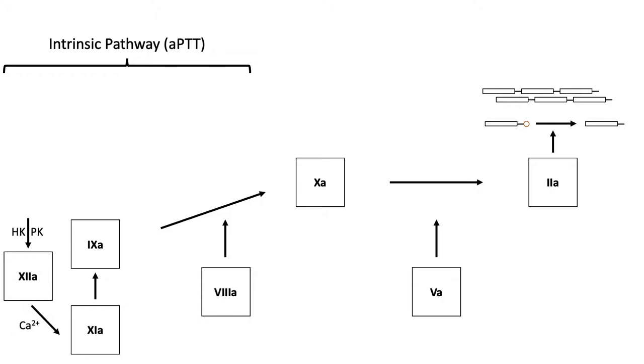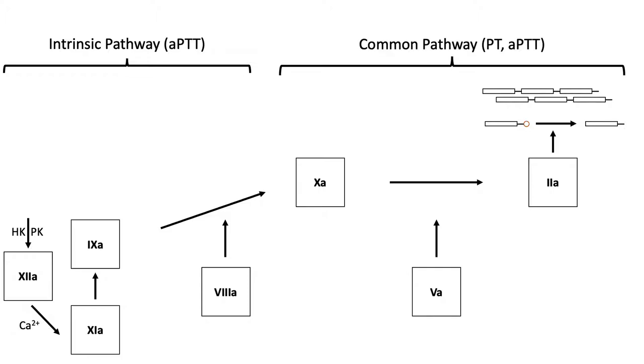Deficiencies or inhibitors of intrinsic pathway factors will cause an isolated prolonged aPTT. The common pathway factors are factors 10, 5, prothrombin, and fibrinogen. A deficiency or inhibitor of one or more of these factors will prolong both the PT and aPTT.